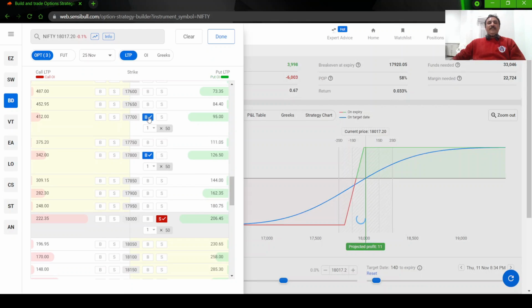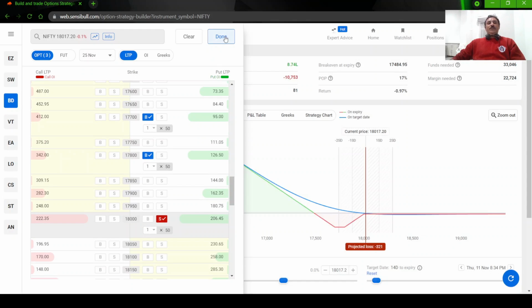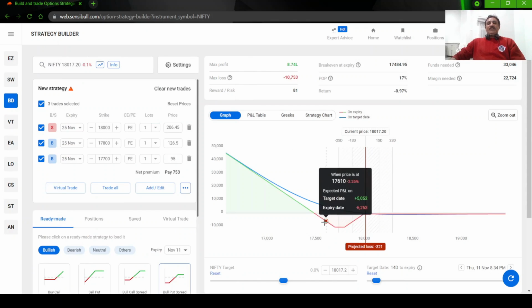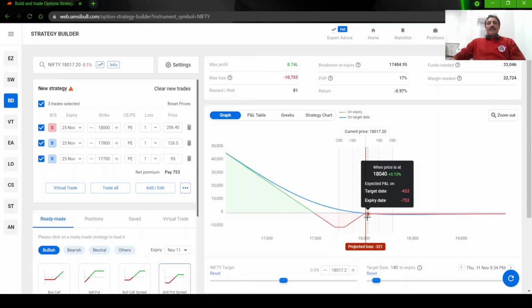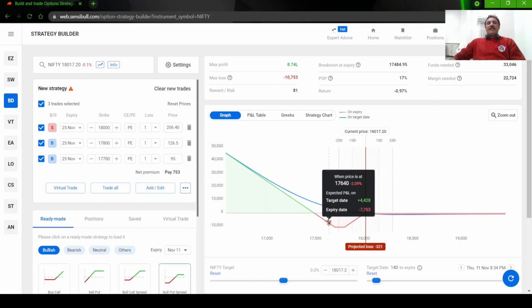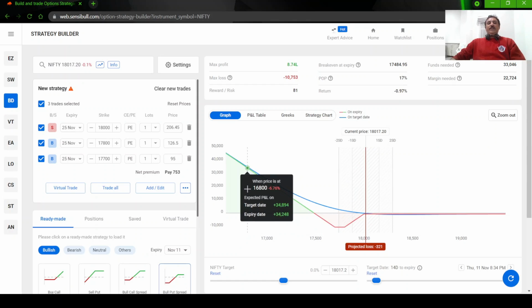The moment we take that, the strategy will change bearish. You can see here the strategy has changed to bearish view. So the market is going down and the trend has changed. The market continues to go down, means after some point the strategy will start giving profit.